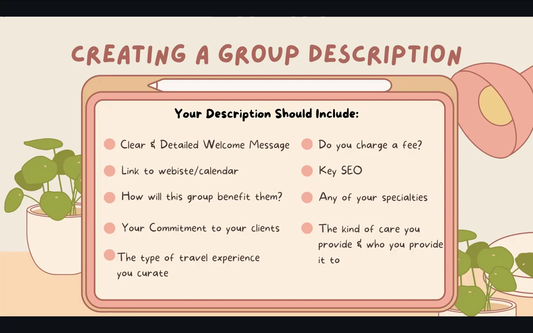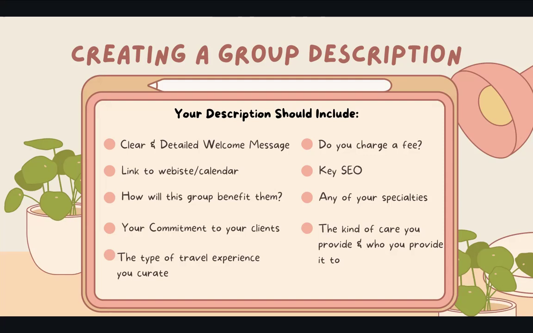Again, that key SEO. So you want words that are aligned with the type of travel that you sell, right? The type of specialties that you have. You want travel vacations in there, right? Family vacations, Caribbean vacations, right? You want key words that when people search, it'll pop up your group, right? Any of your specialties, and you can have more than one, okay?